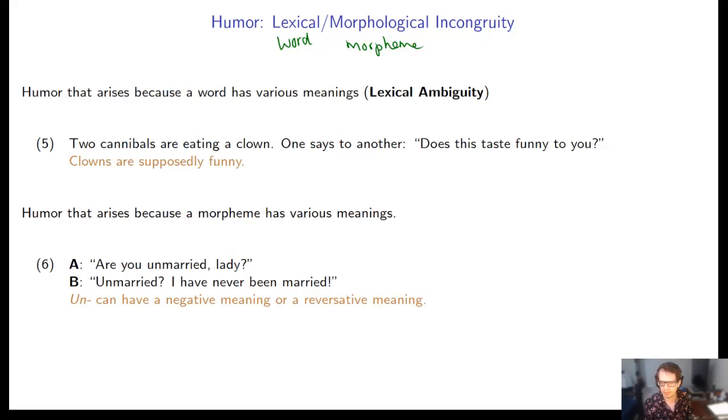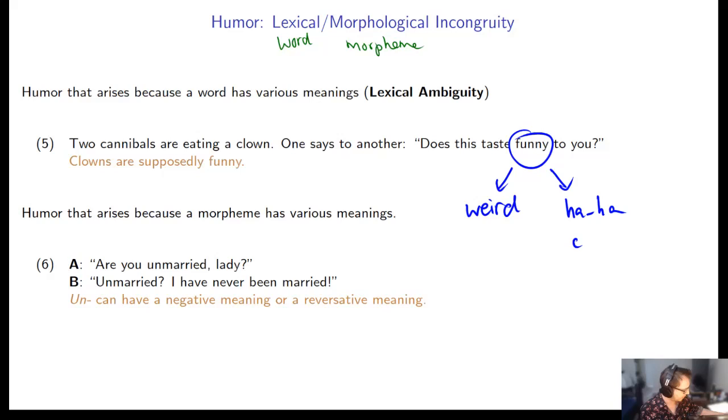Okay, so lexical ambiguity or morphological ambiguity is what causes a lot of these lexical morphological incongruities in humor. So here's an example where a word has different meanings. I'm sure you've seen this one before. Two cannibals are eating a clown. One says to another, "Does this taste funny to you?" This is because funny can have the meaning of weird, and it also has the meaning of haha. And we're talking about clowns here. So the clown is the haha funny, and the weird is like the tasting funny.